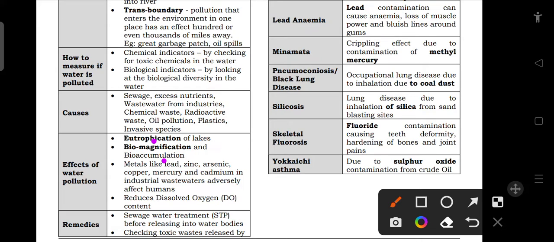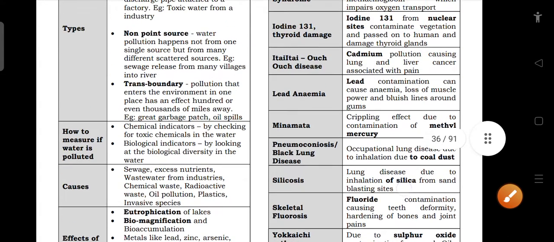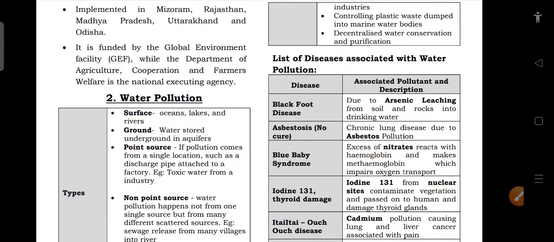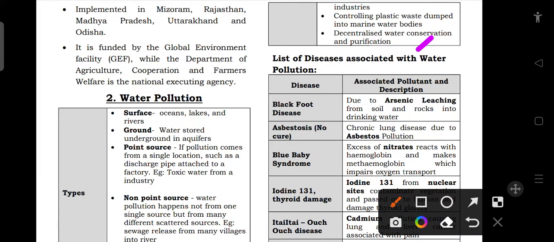Now what is the remedy? Sewage water treatment before industries release the wastewater into water bodies, and then checking toxic wastes released by industries, and also controlling the plastic waste dumped into marine water bodies, decentralized water conservation and purification. So these are some of the steps we have to take.